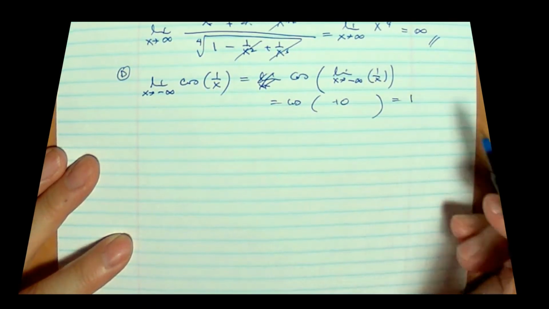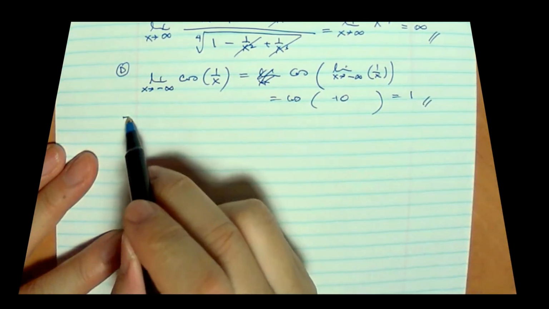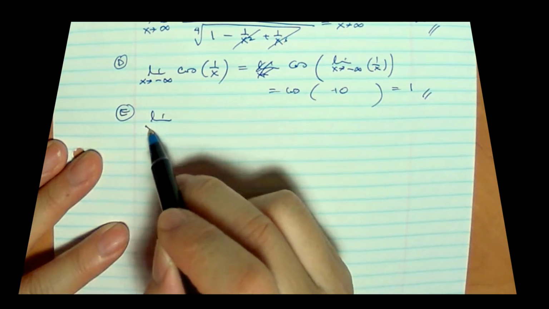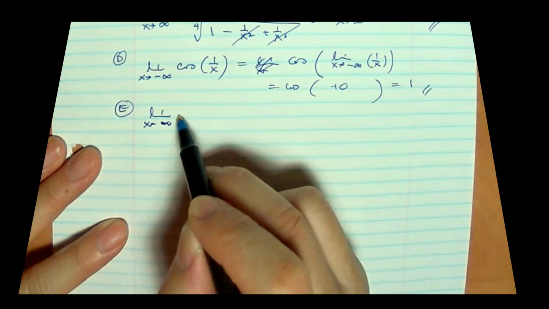Cosine 0 is 1. So the answer is just 1. E is limit as x goes to positive infinity of sine of x.